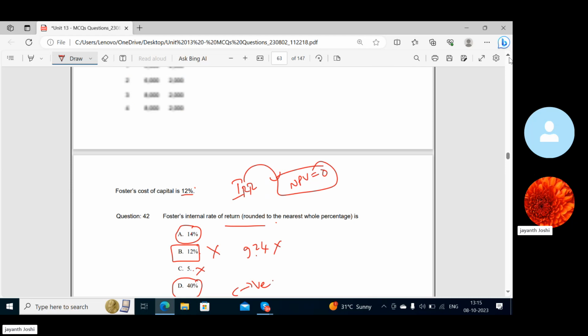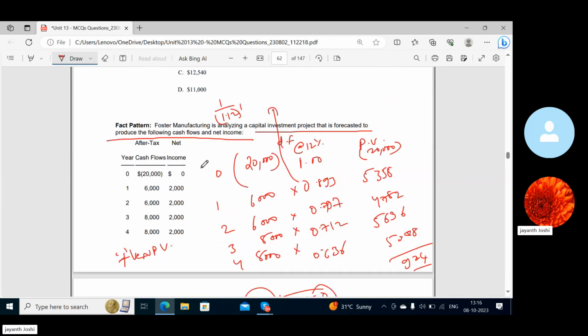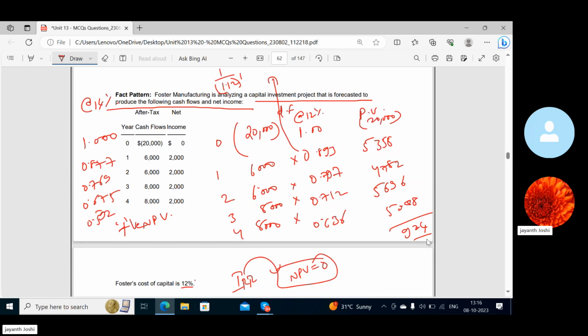I will give you the discount factors here. You just try to multiply. At the rate of 14%, the discount factors: first one will be 1.00, 0.877 for the first year, 0.769 for the second year, 0.675 for the third year, 0.592 for the fourth year. Just multiply this, subtract 20,000 from that, and tell me what answer you are getting.